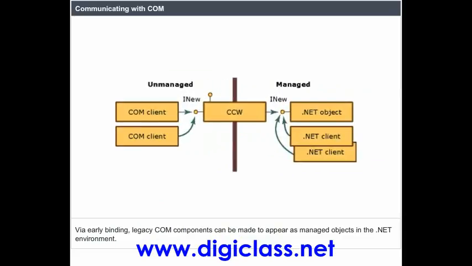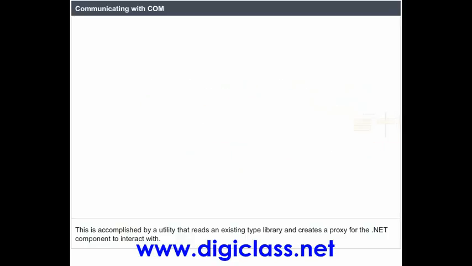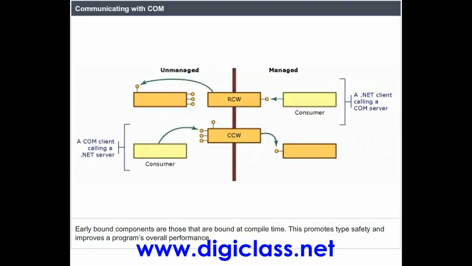Via early binding, legacy COM components can be made to appear as managed objects in the .NET environment. This is accomplished by a utility that reads an existing type library and creates a proxy for the .NET component to interact with. Early bound components are those that are bound at compile time. This promotes type safety and improves the program's overall performance.